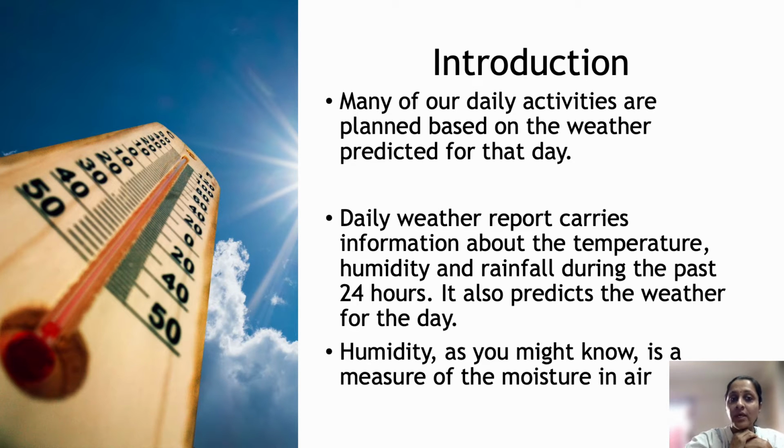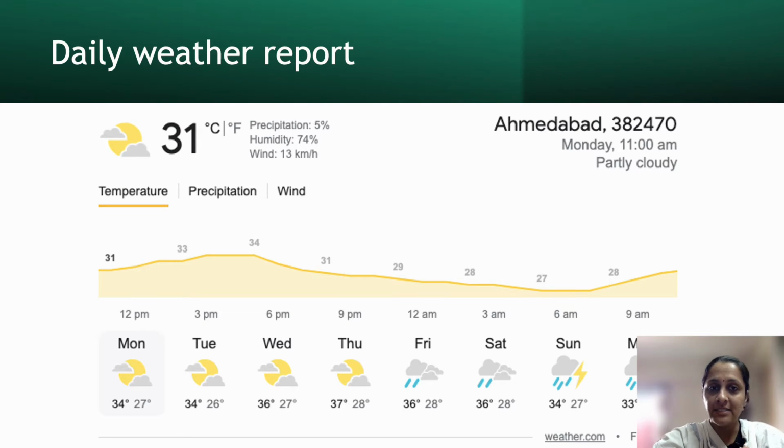The daily weather report carries information about the temperature. So the maximum temperature, the minimum temperature, the average temperature of that particular day is mentioned. The humidity. Humidity is the amount of water vapor in the air, that is the moisture in the air. The more the humidity, the more will be the chances of rain, and the rainfall during the past 24 hours. It also predicts the weather for the particular day. And as we have discussed, humidity is the measure of the moisture in air or the amount of water vapor present in the air.